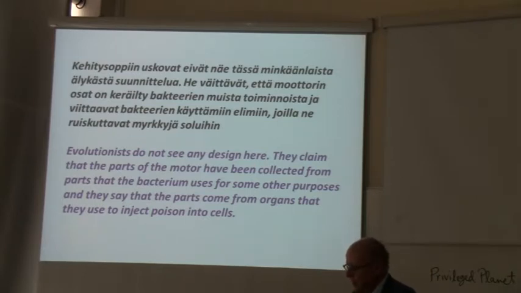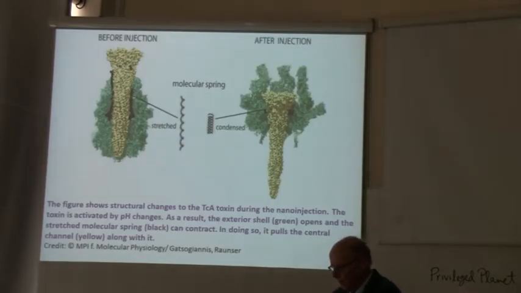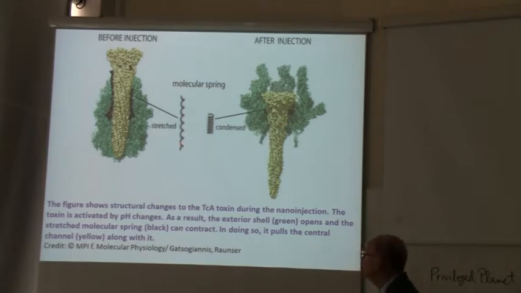Evolutionists, because they don't see any design here, claim that the parts of the motor have been collected from parts that the bacterium uses for some other purposes. And they say that the parts came from organs that they use to inject poison into cells. Bacteria can be very nasty, they can inject poison into cells. So what is this claim? There is actually an injection needle in bacteria. It can inject poison into cells.